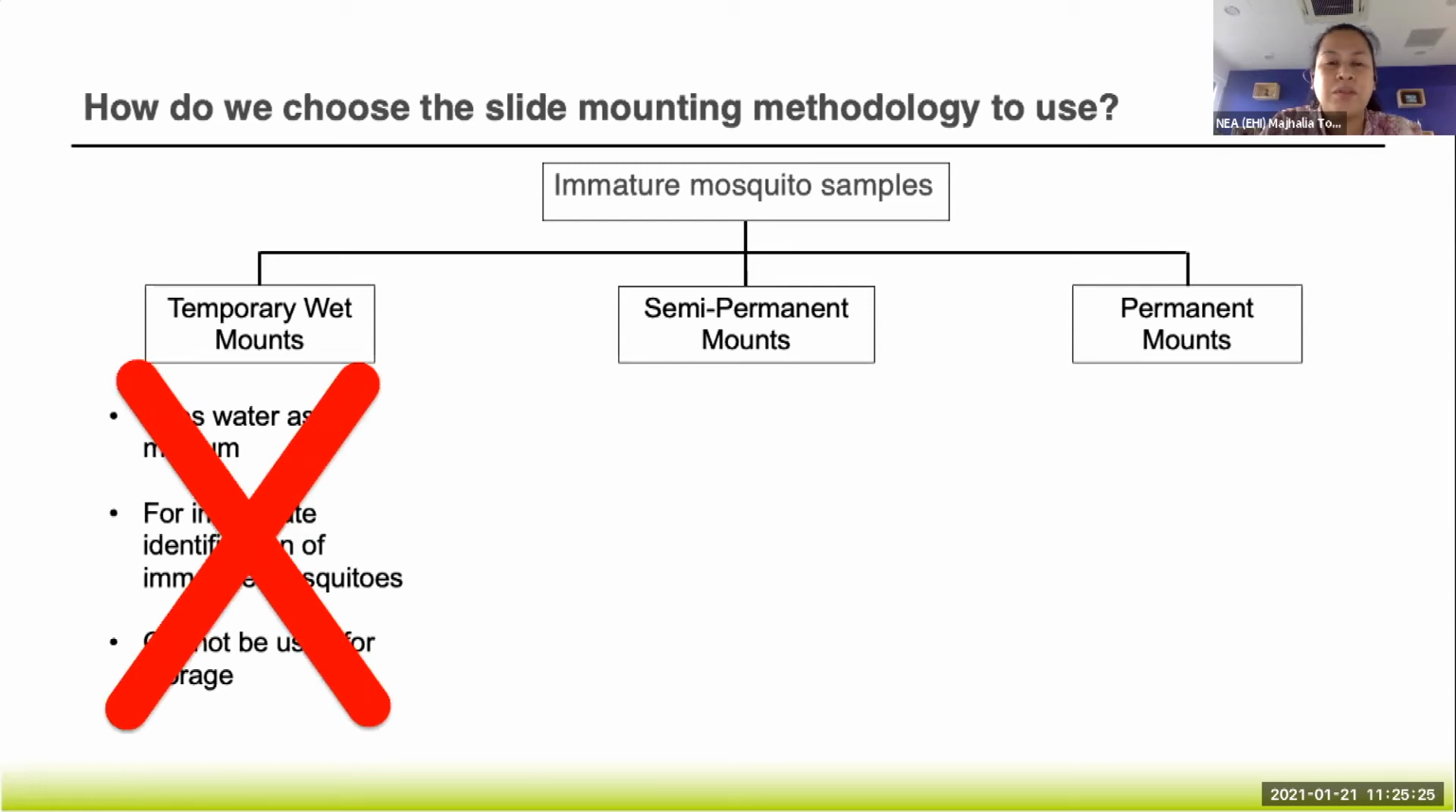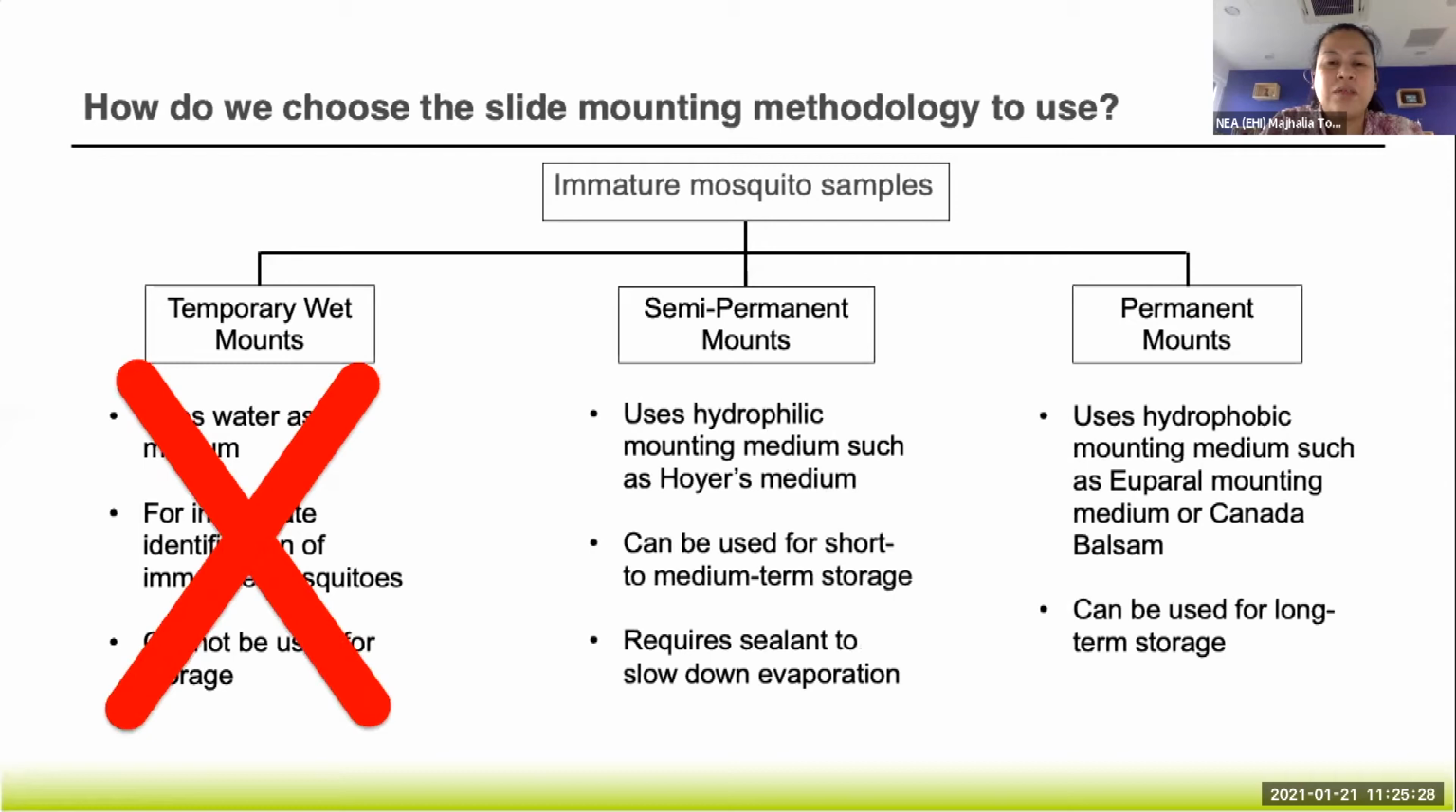What's the difference between the two? Semi-permanent mounts are actually using what we call hydrophilic mounting medium, or these are the ones that will actually attract water, and when they start becoming more watery, then they start evaporating as well. So for this one, it requires you to put a sealant around the cover slip so that you can slow down the evaporation process. But this is what we call short to medium term storage, because for some samples, you can actually do remounting after using these semi-permanent mounts.